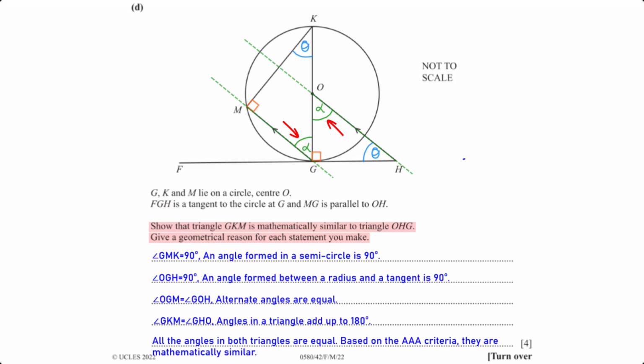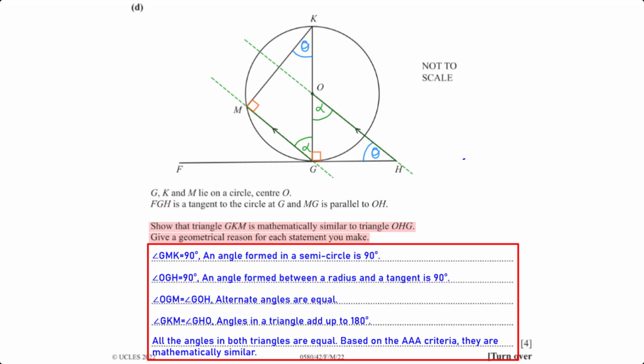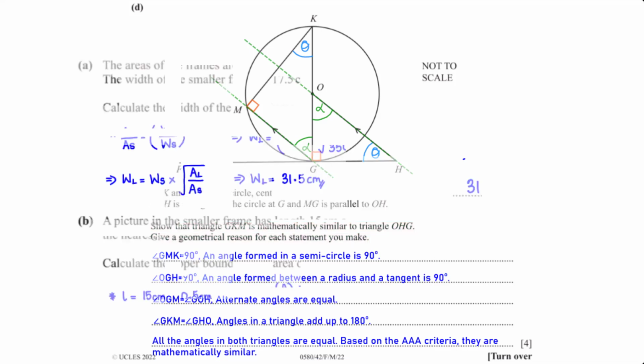These two are alternate angles, and we know that alternate angles are equal. The three angles in both triangles must add up to 180 degrees. So if two of those angles are equal, then the third angle in both triangles must also be equal. We've shown that all the angles in both triangles are equal. So based on the AAA criteria, they are mathematically similar.